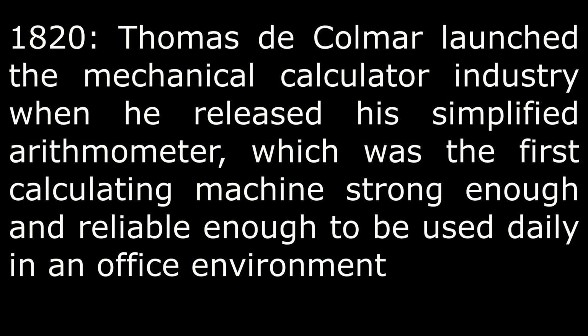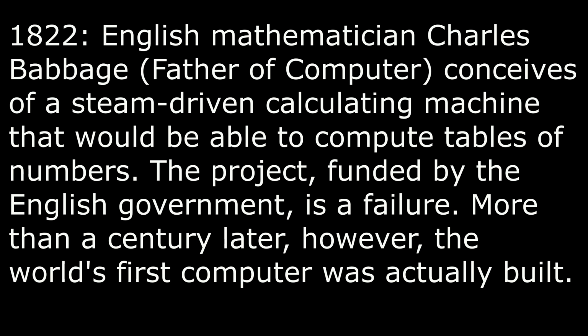1820, Thomas de Colmar launched the mechanical calculator industry when he released his simplified arithmometer, which was the first calculating machine strong enough and reliable enough to be used daily in an office environment. 1822, English mathematician Charles Babbage, father of the computer, conceives of a steam-driven calculating machine that would be able to compute tables of numbers. The project, funded by the English government, is a failure.